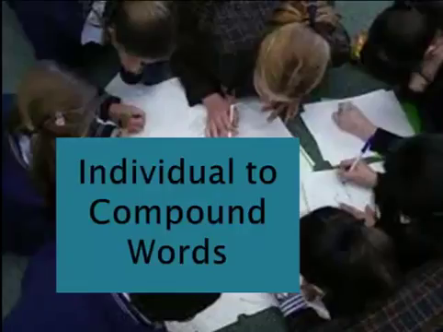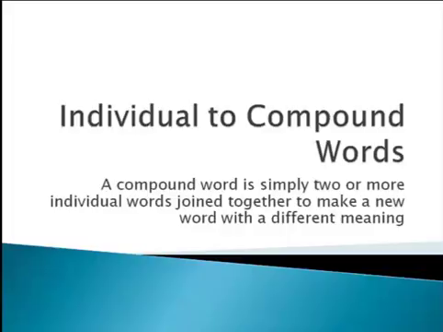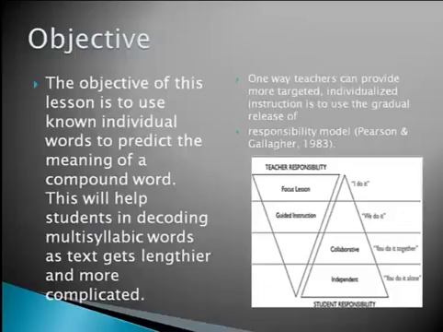Title of this module is Individual to Compound Words. It's based on 2nd grade Common Core State Standards. A compound word is simply two or more individual words joined together to make a new word with a different meaning. The objective of this lesson is to use known individual words to predict the meaning of a compound word. This will help students in decoding multisyllabic words as text gets lengthier and more complicated.